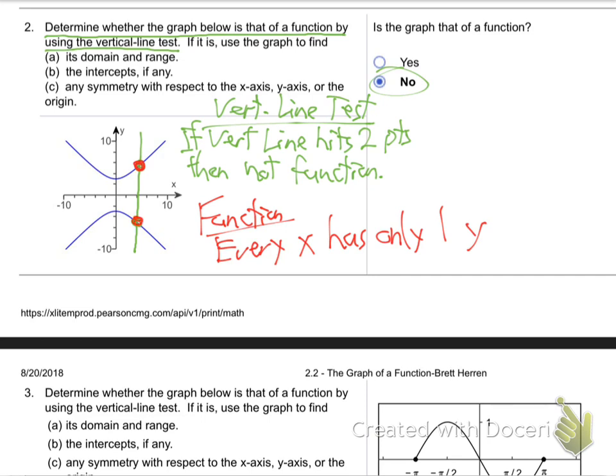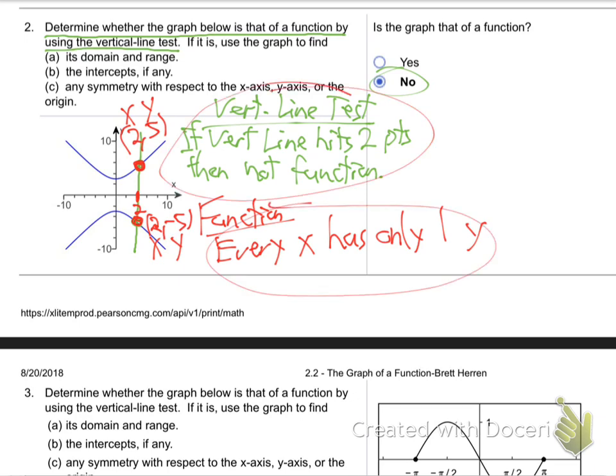Yeah, these two dots would be at the same x. So that looks like over 2. This would be over 2 up, maybe 5, and over 2 down 5. That would be the same x going with two different y's. You see how a vertical line hitting two points means the same x going with two y's? These are really saying the same thing graphically and otherwise.